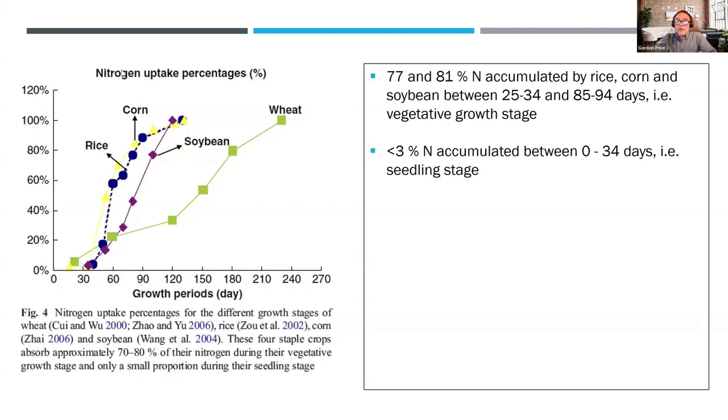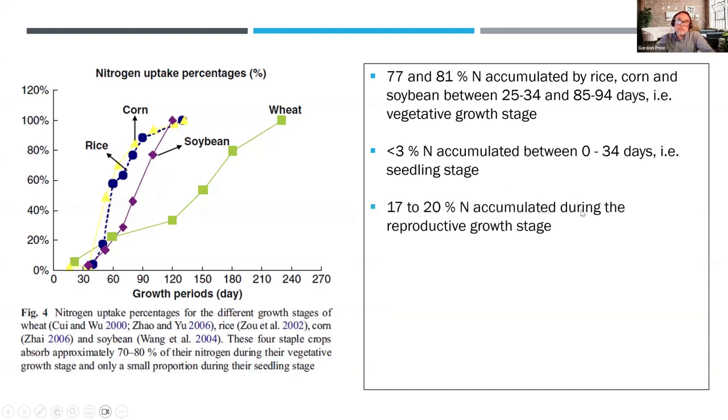I wanted to illustrate that. Again, there's a lot of research related to nitrogen, but through four different crops: corn, rice, soybean, and wheat. Just to highlight, in at least this one particular study, what they found is that 77 to 81% of the nitrogen accumulated by rice, corn, and soybean occurred between the first 25 to 34 and 85 to 94 days. That means during the vegetative growth stage. And less than 3% of the N accumulated between the 0 to 34 days, or in the seedling stage. So we're typically adding fertilizer in that early stage because it's easy to get into the field, but that's not when these particular crops are really in their higher uptake mode for nitrogen in particular.